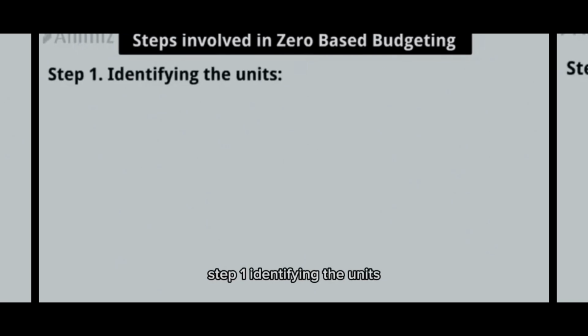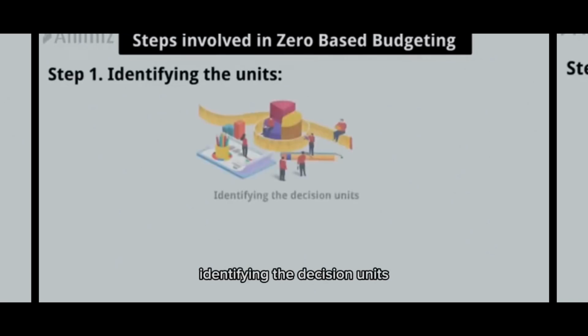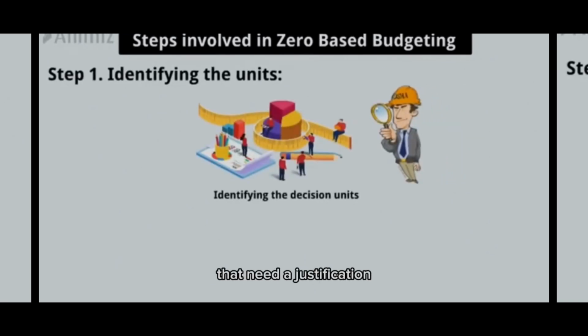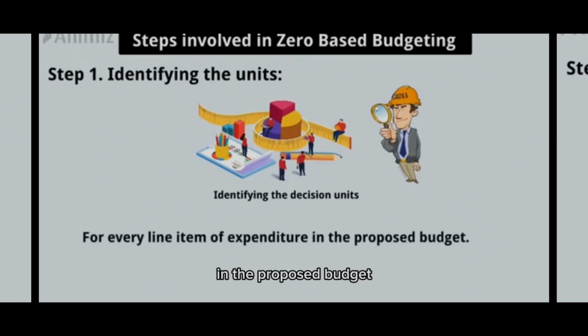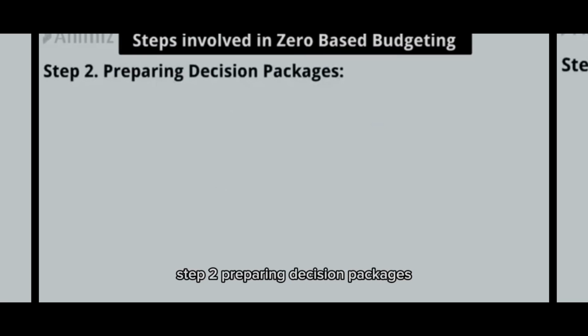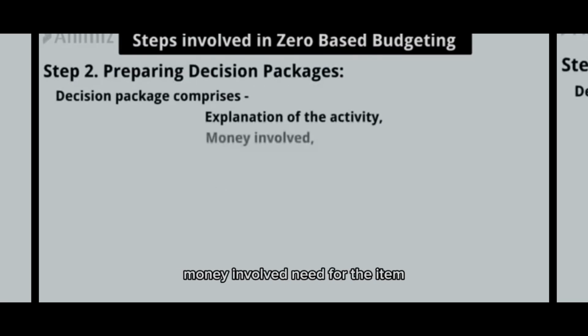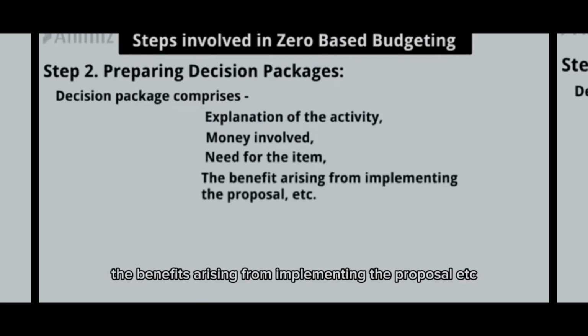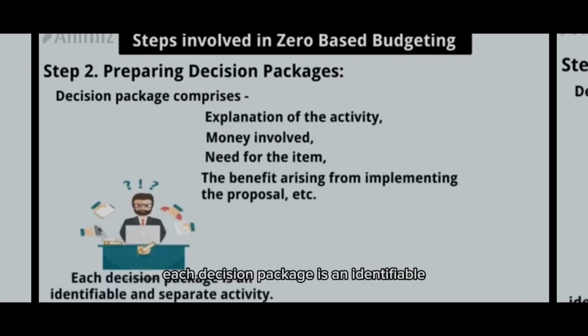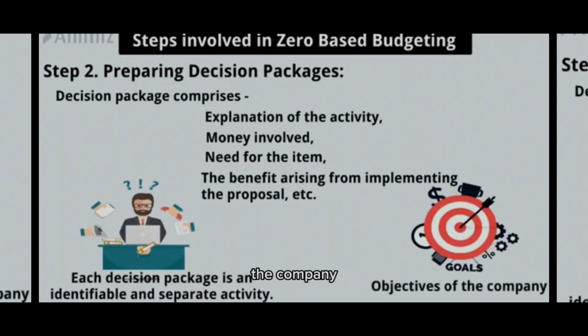What are the steps involved in zero-based budgeting? Step 1. Identifying the units. Identifying the decision units that need a justification for every line item of expenditure in the proposed budget. Step 2. Preparing decision packages. A decision package comprises the explanation of the activity, money involved, need for the item, the benefit arising from implementing the proposal, etc. Each decision package is an identifiable and separate activity.